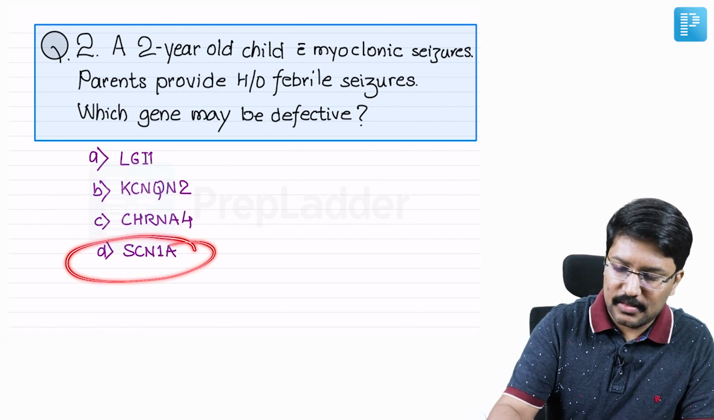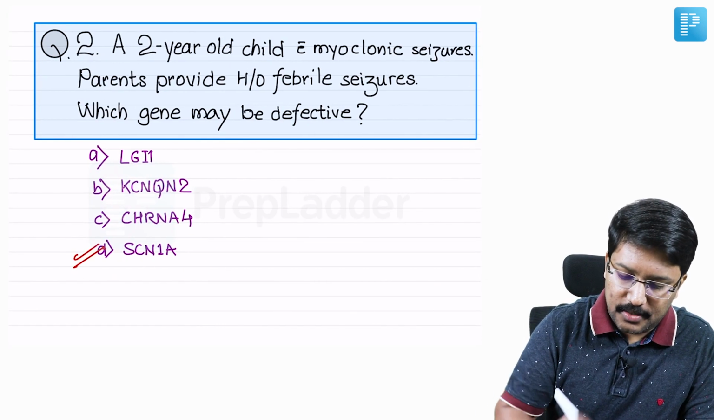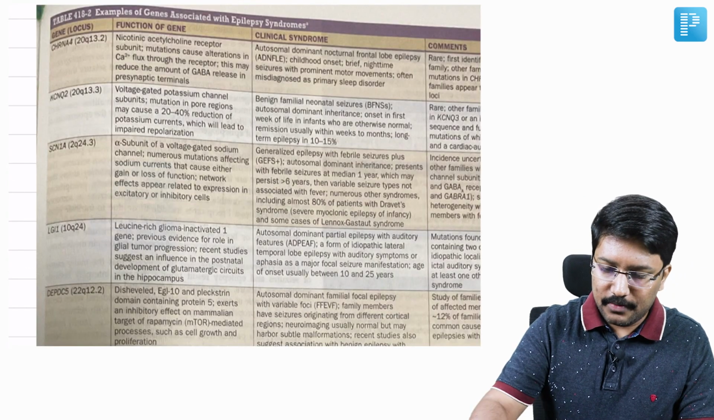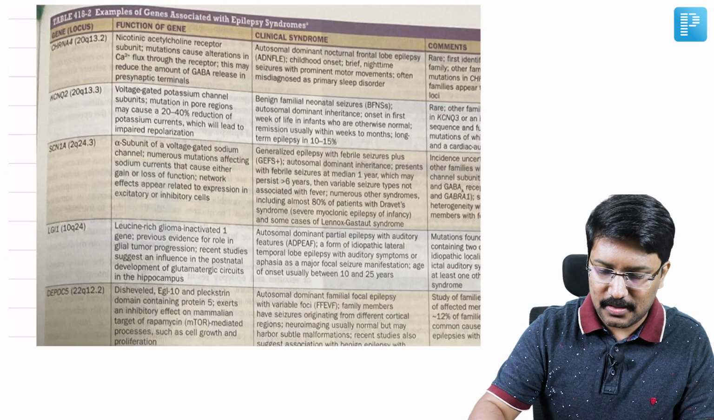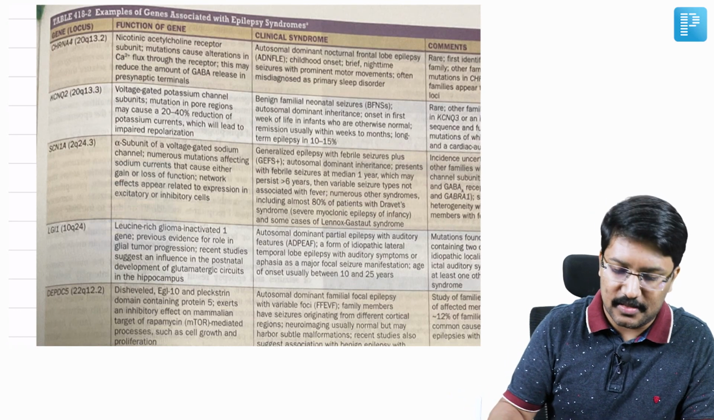The mutation here is SCN1A, the sodium channel, right? Okay. Now, I was talking about this Harrison table, which clearly mentions all these channelopathies and the seizure types that are seen in these patients.